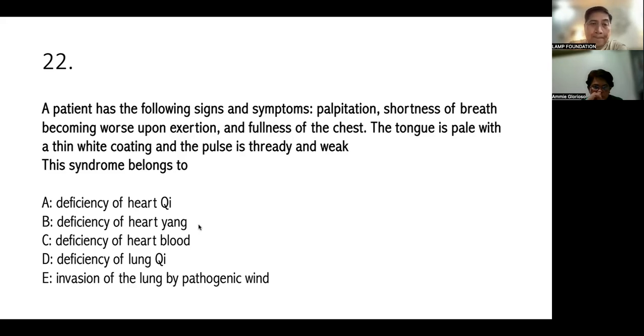Why? What makes you say so? Kasi po meron siyang palpitation, saka shortness of breath. Kasi palpitation nga, meron po siyang deficiency din sa blood flow. Meron siyang weakness even sa pulse, saka the tongue is pale and white, thin coating. Is thin white coating a normal thing?